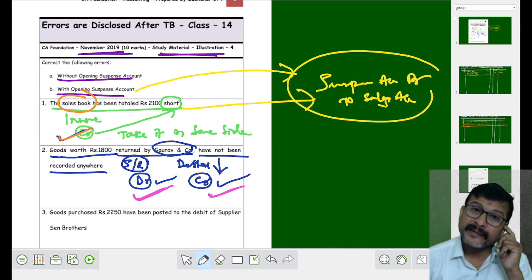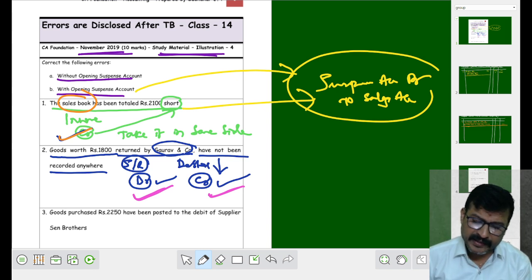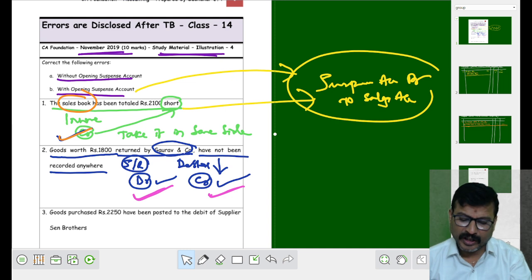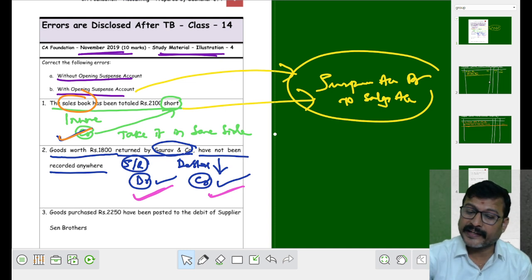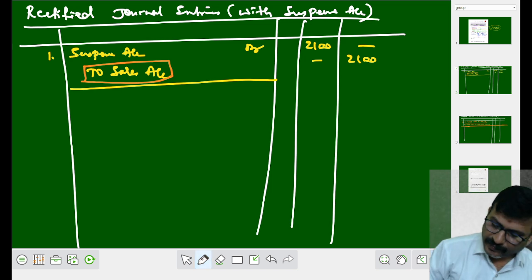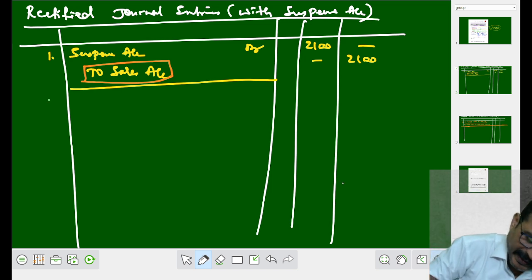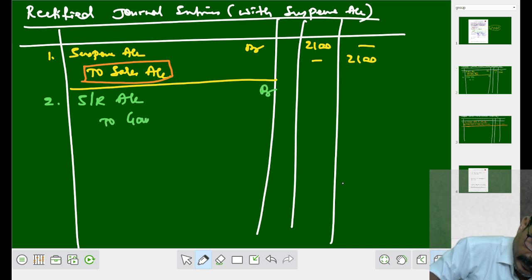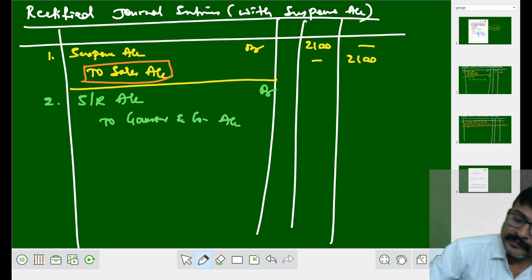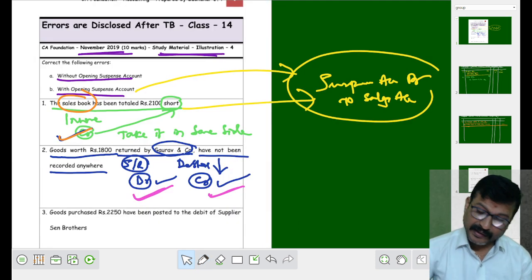Now what is your entry? Sales returns account debit to debtors. Who is the debtor? Gaurav & Co. Now what is the entry here? Entry is what? B point. We have to write the second point. What is the entry? Sales returns account debit to Gaurav & Co account. How much amount, my dear students? 1800.